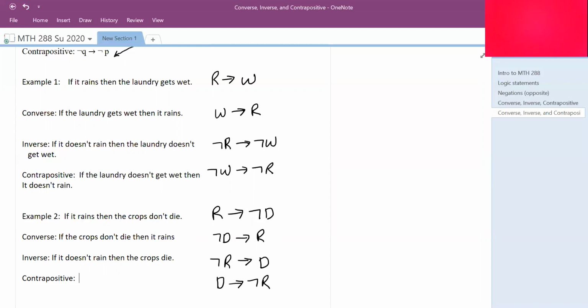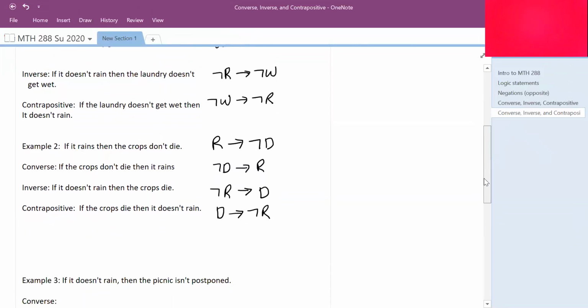And notice that the converse and inverse aren't necessarily the same as the original. Possibly they're both true, but they don't mean the same thing. The contrapositive does mean the same thing as the original. If it rains, the crops don't die. If the crops die, then it doesn't rain. Because if they did, then it would not have rained.